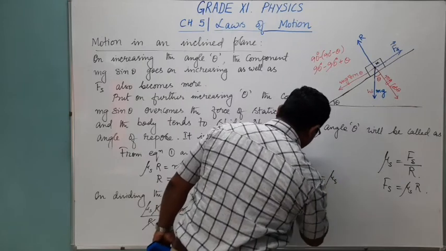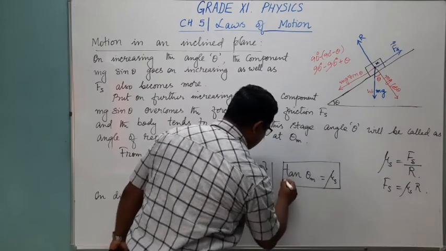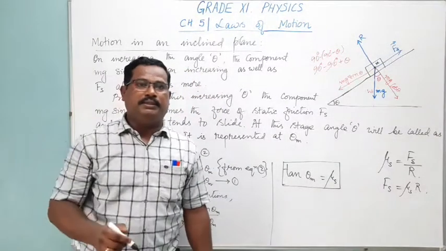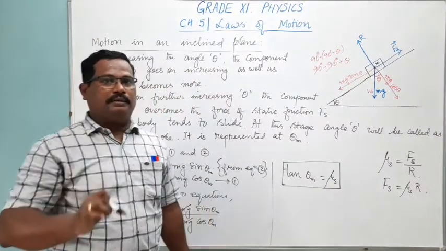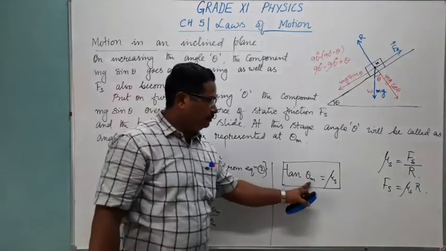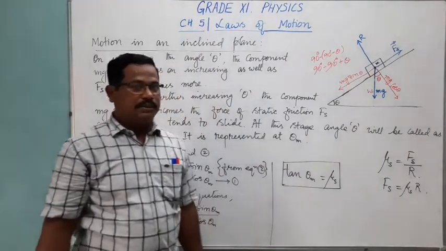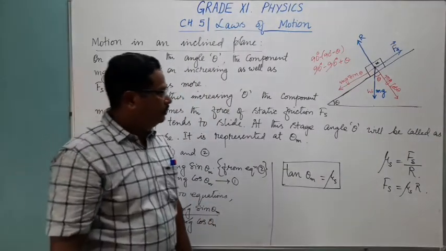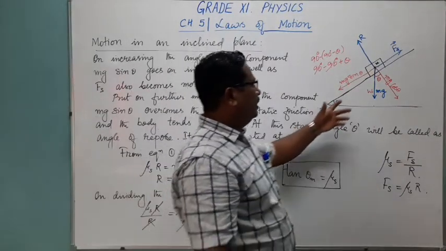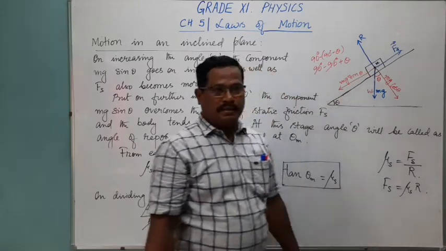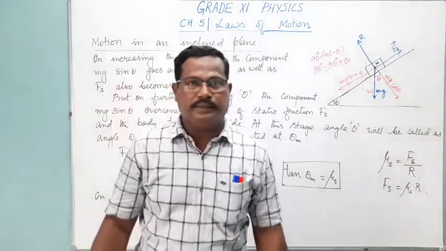Sometimes you may be asked to find this relation. The coefficient of static friction is equal to tan of the angle of repose. Tan of the angle of repose is equal to coefficient of static friction. Now, when it tends to slide, now let us see when it really slides, then what will be the acceleration. Let us calculate and see.